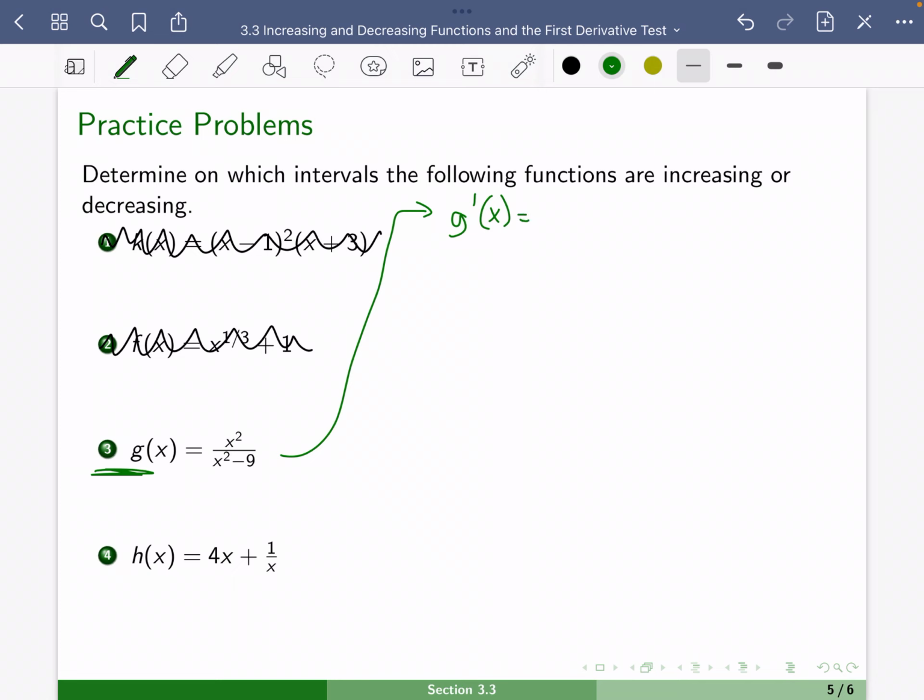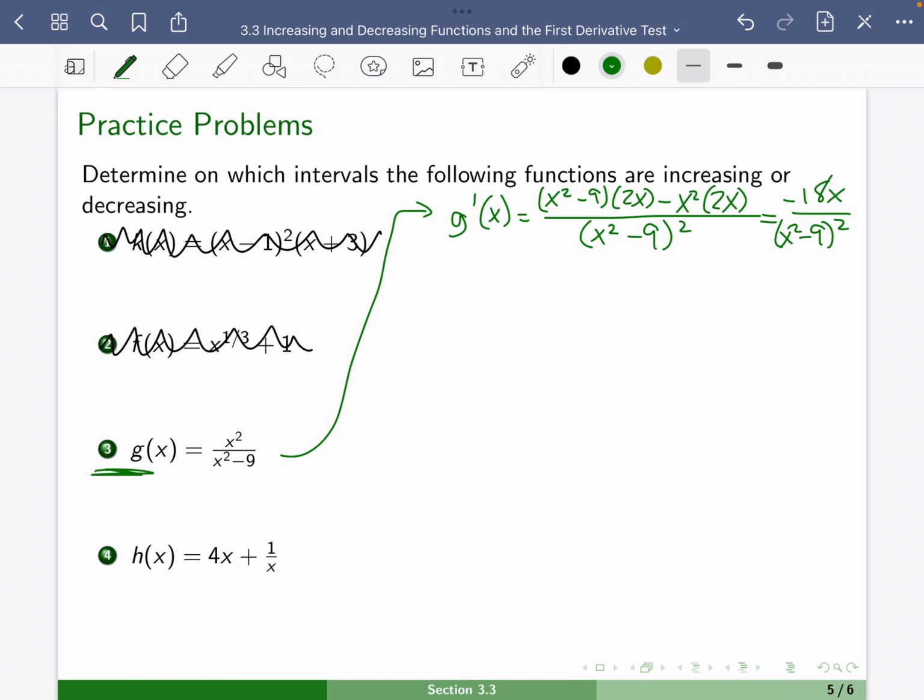That derivative, we have a quotient rule, so x squared minus 9, low d high, minus high, d low, square the bottom, and away we go. So we have negative 18x over x squared minus 9 squared. So that is our derivative.